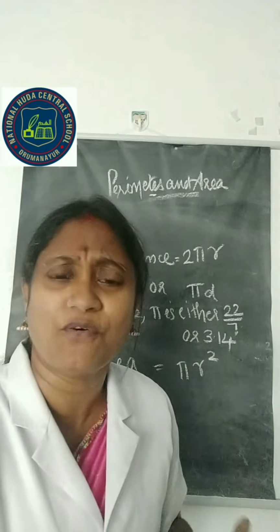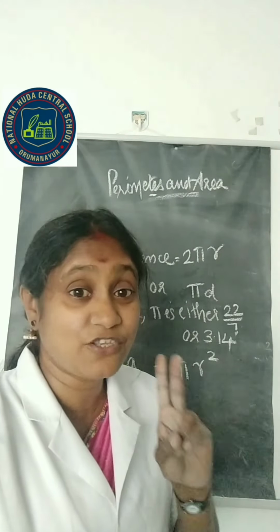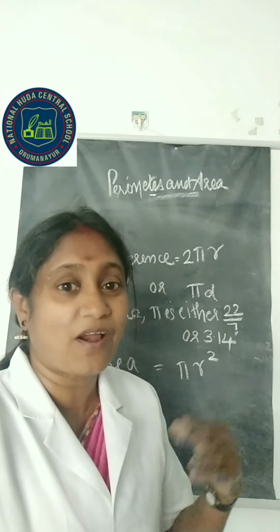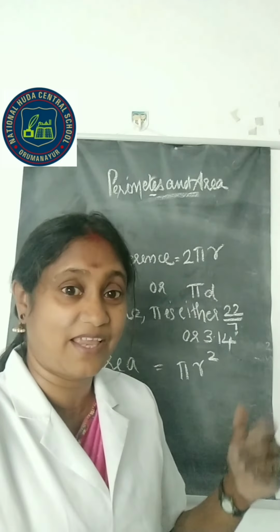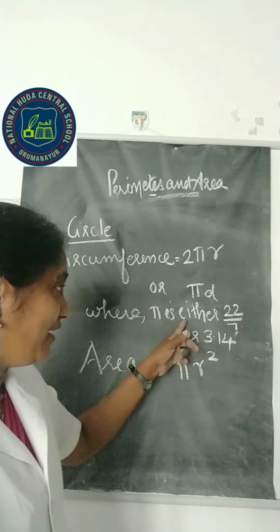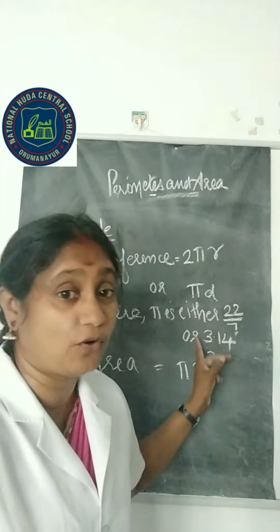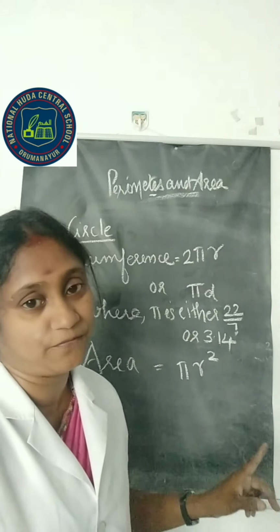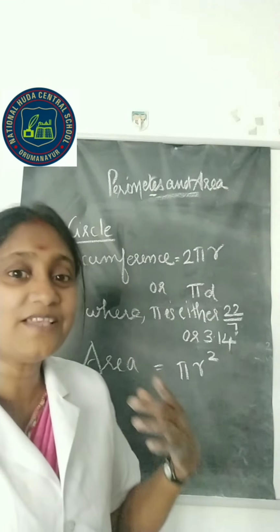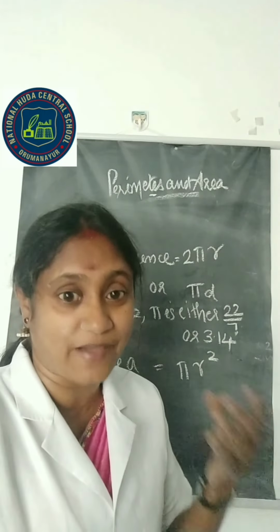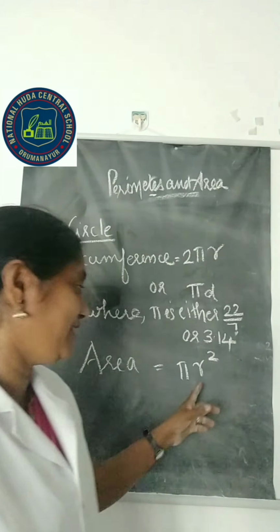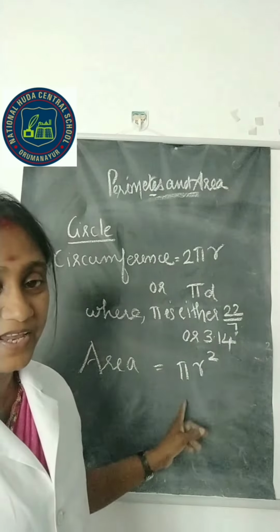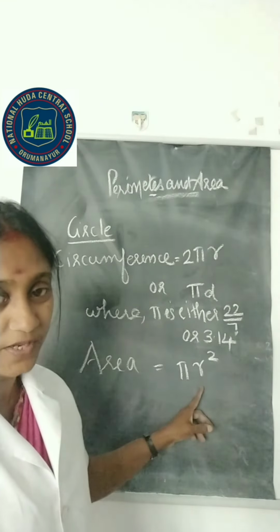And what is the value of pi? There are two values for pi. According to our question, we can take any one of them. So, pi is either 22/7 or 3.14. And what is the area? What is the formula for finding the area of a circle? It is pi r square. Area is equal to pi r square.